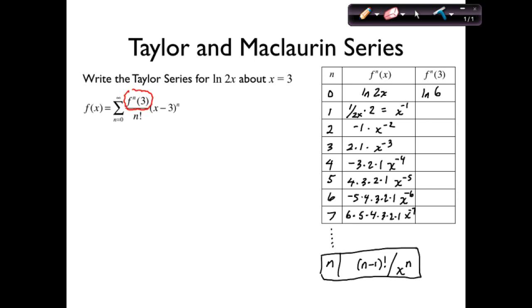Anything else? Times negative 1? Alternates, right? So we have a negative 1, but only on the even derivatives, right? On the 2nd, 4th, 6th, etc. So how do we get that to work? Negative 1 to the?